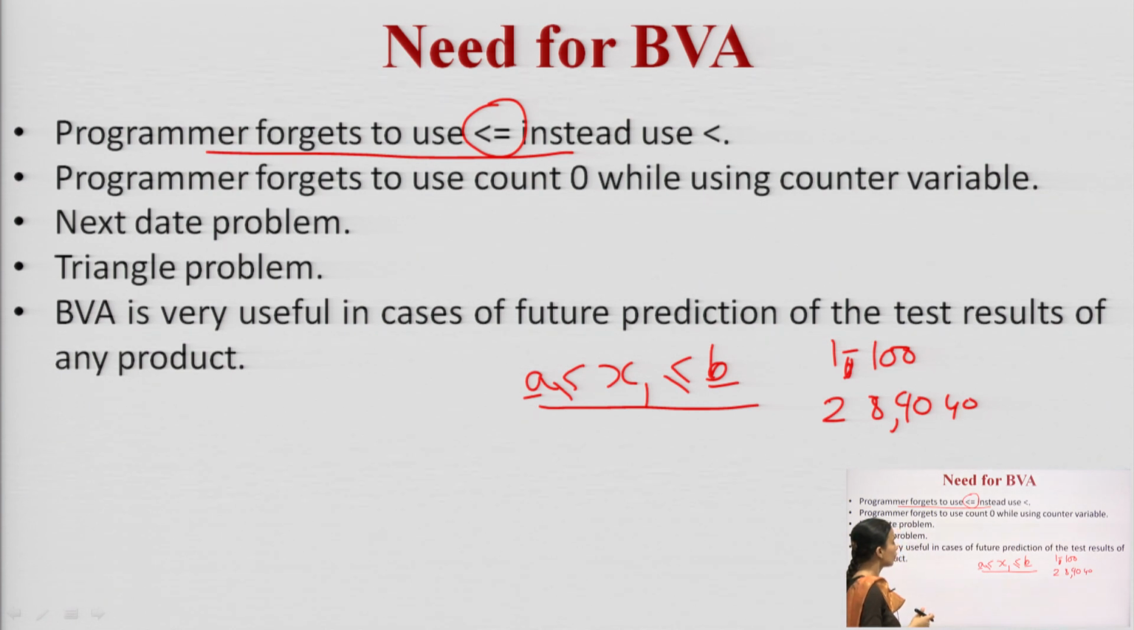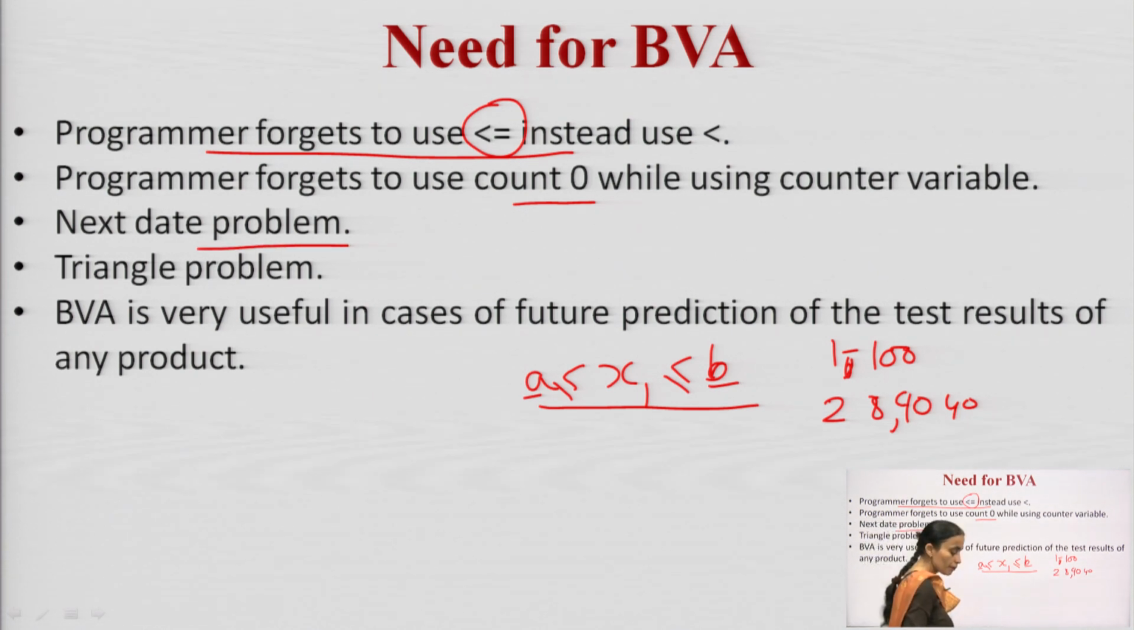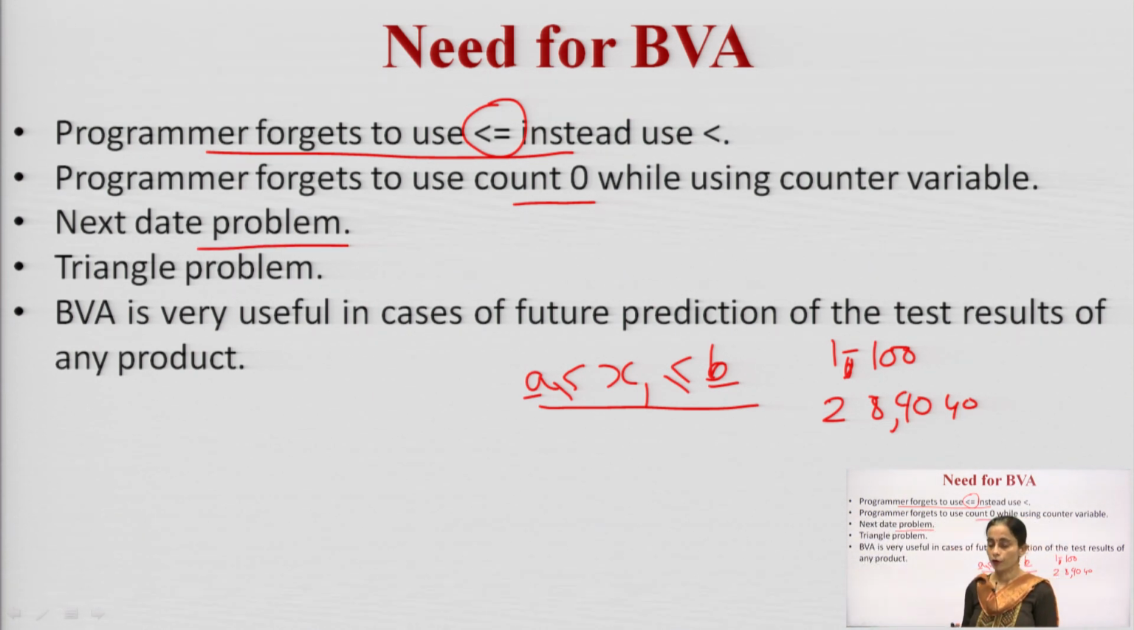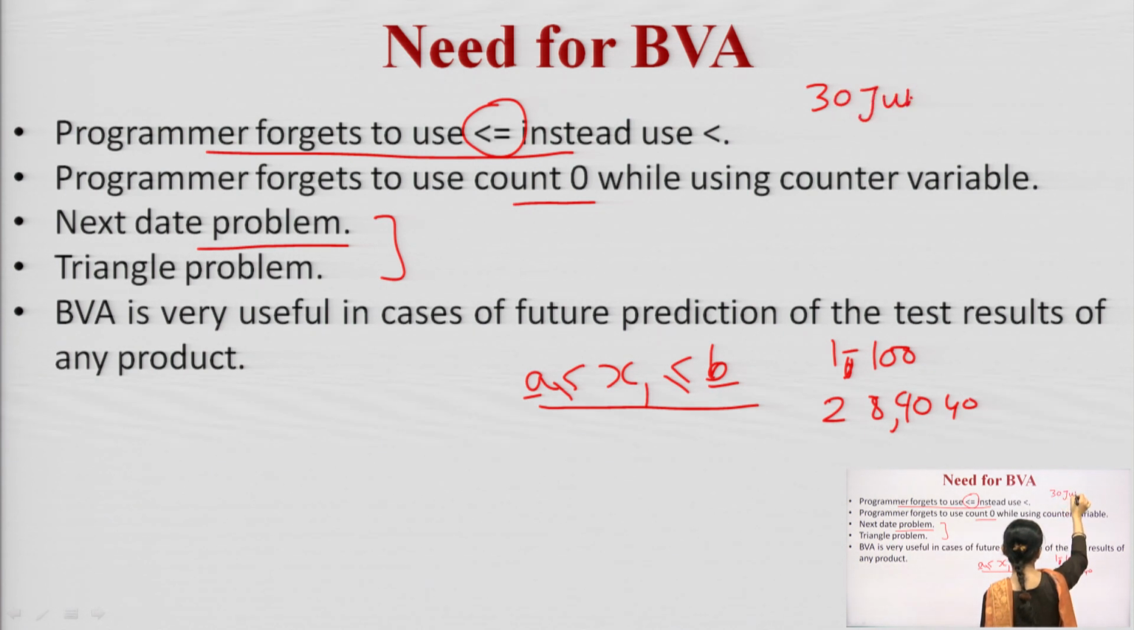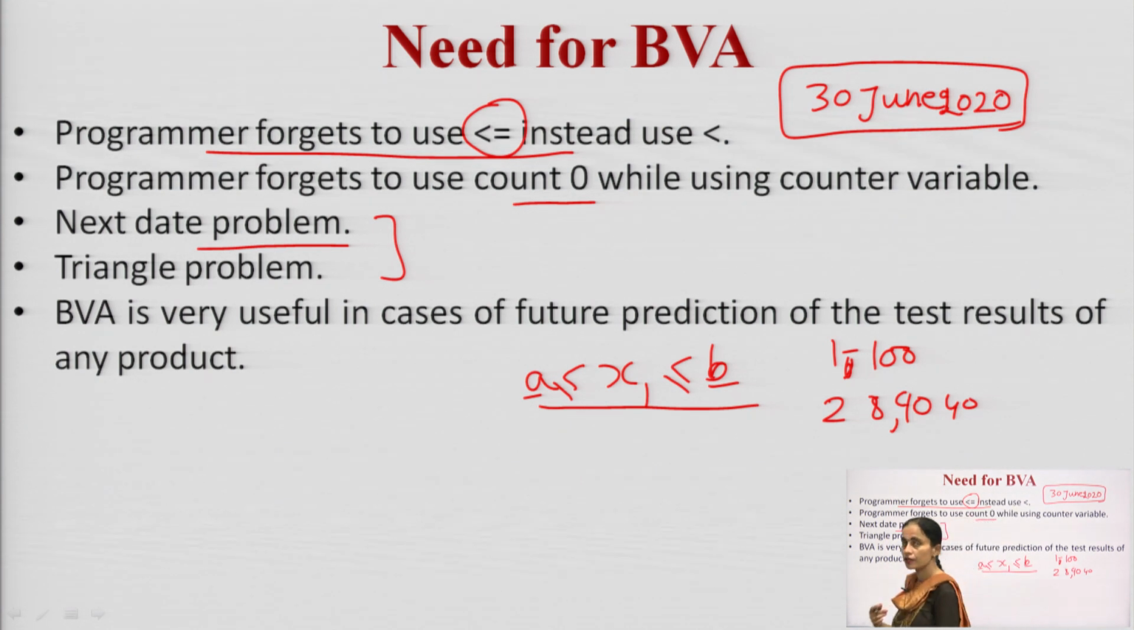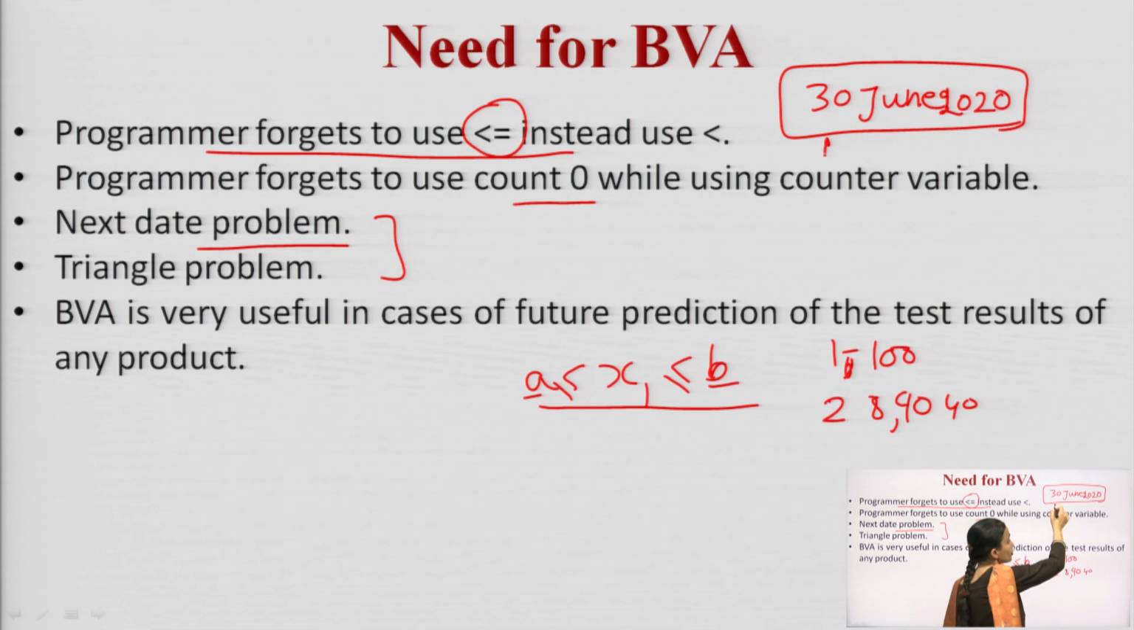Then the programmer forgets to use count 0 while using the counter variable. Suppose take the problem of calculating the next date, or the problem of a triangle. Suppose I have to calculate the next date for a given day. I have been given 30 June 2020 and I want to calculate the next date after this date. It should not come as 31 June 2020, that would be wrong; it should automatically go to 1 July 2020.